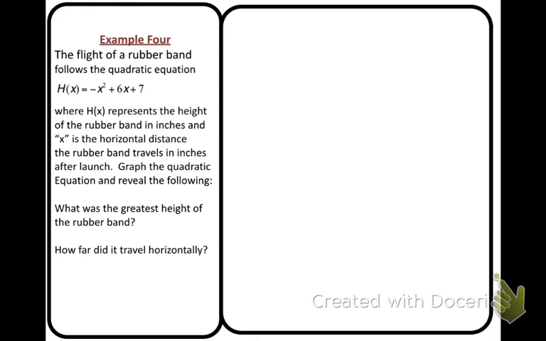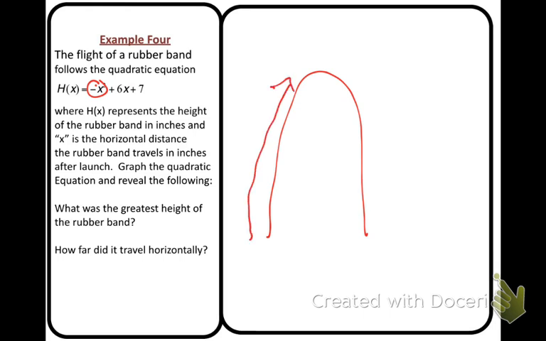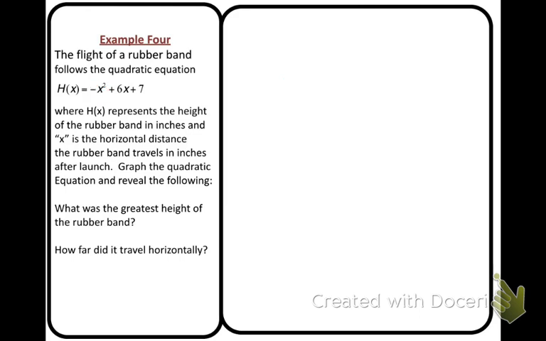When we graph this, now does this open upward or downward? Remember, we got to look at that a value here, the number in front of x squared. It happens to be negative 1, so we know our graph is going to open downward. We're going to have a parabola that opens this way. Right? Imagine you're taking a rubber band and shooting it in the air. Right? You shoot it, it goes up, and then it peaks and comes back down. Okay, next step, we got to find the vertex.